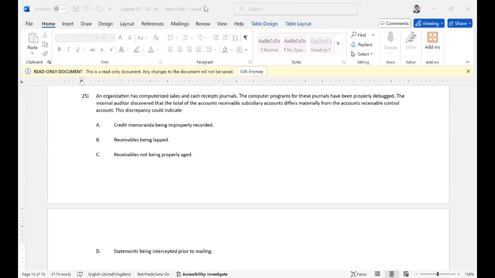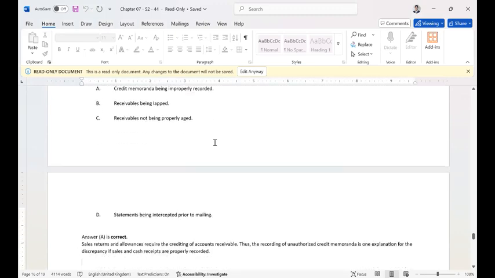What's the answer? B. A. A. Sales doesn't allow the crediting of accounts receivable. So the recording of unauthorized credit is one explanation for the discrepancy, if sales and cash are properly recorded.